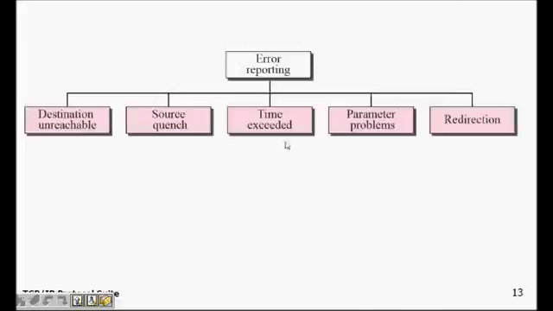In our previous lecture, we were looking at ICMP messages, and we saw that it could either do error reporting or querying of messages. Last lecture, we studied destination unreachable and source quench. In this lecture, we will learn about error reporting for time exceeded, parameter problems, and redirection of messages. So we will look at them one by one.